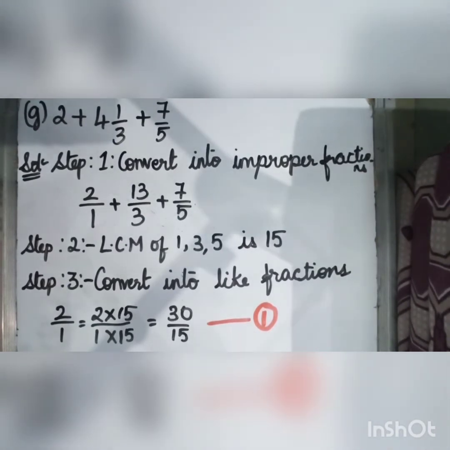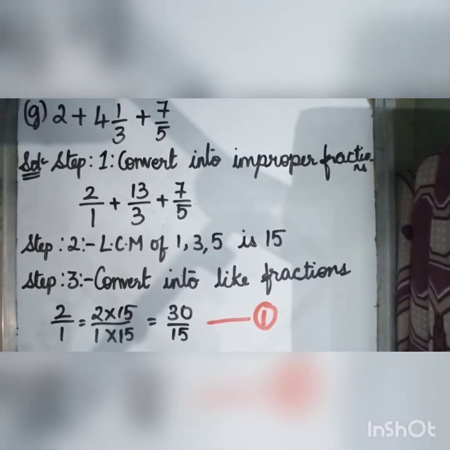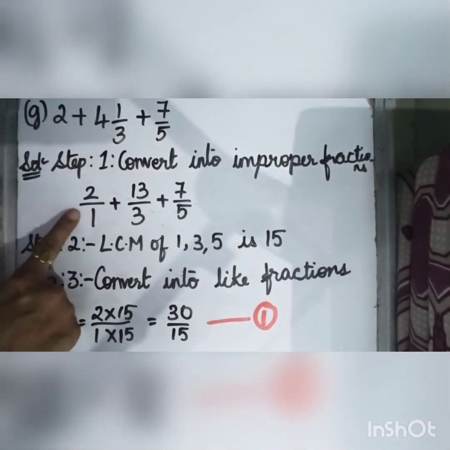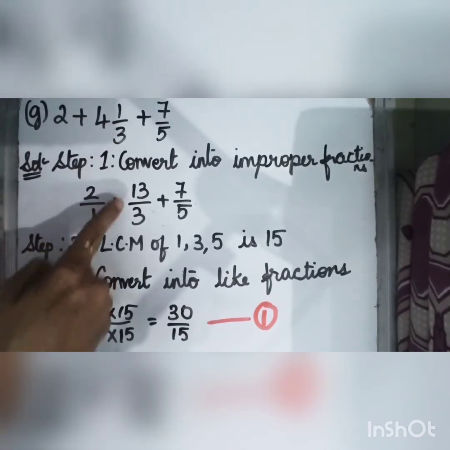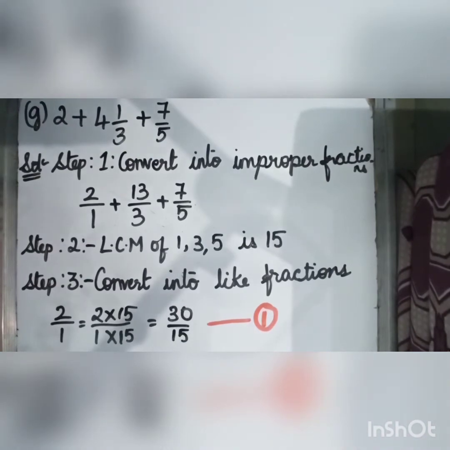Now 4 1 by 3 is a mixed fraction, so we have to convert it into an improper fraction first. So step 1 is converting into improper fractions. 2 can be written as 2 by 1. 4 1 by 3 is nothing but 3 into 4 is 12, 12 plus 1 is 13, so 13 by 3, and the last one is 7 by 5.